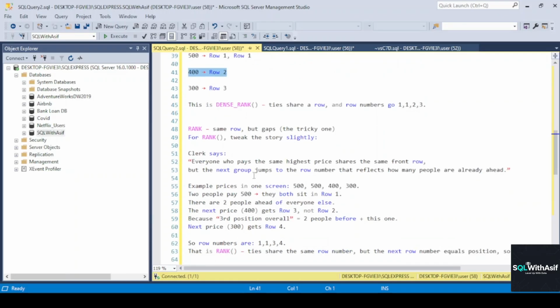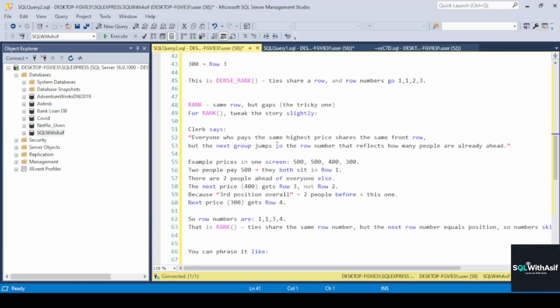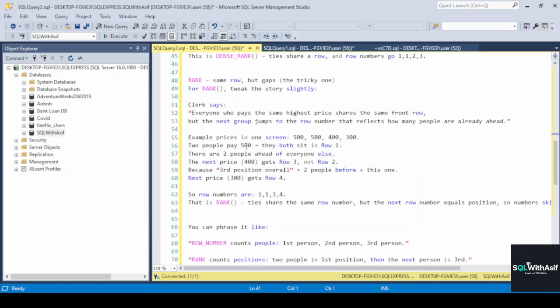This is a tricky one, by the way. The story here tweaks it slightly. Everyone who pays the same highest price shares the same front row. But the next group jumps to the row number that reflects how many people are already ahead. Let me explain it easily. So for example, prices: in one screen, 4 people came, 500, 500, 400 and 300.